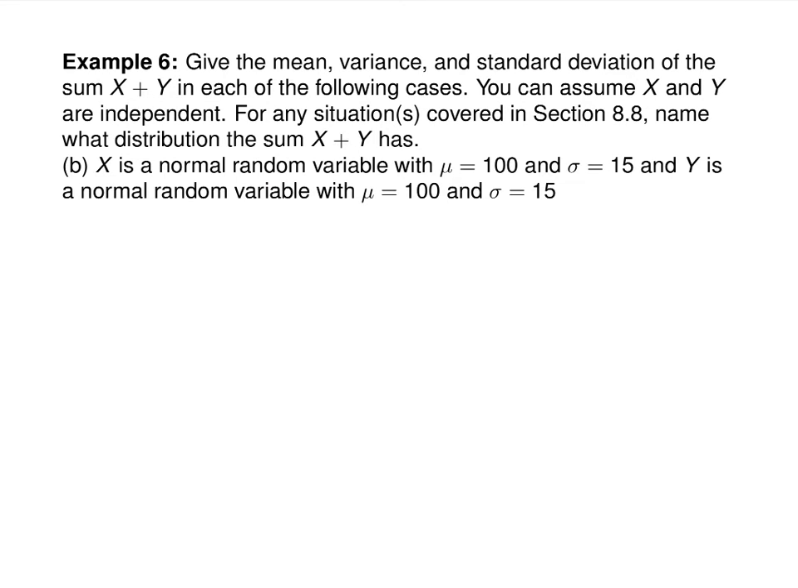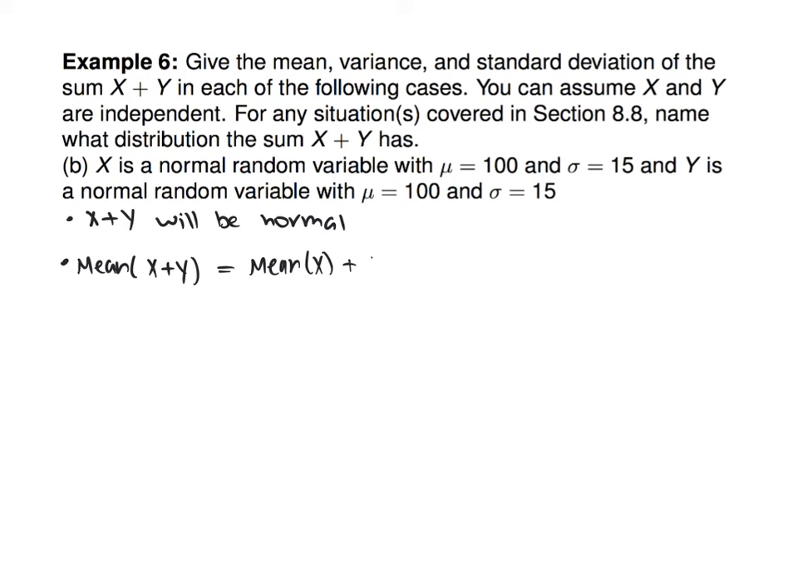Now if x is a normal random variable with mean mu and sigma equal 15, and y is also the same random variable, also mean mu, sigma equals 15, well then x plus y will be normal. We're going to find its mean and standard deviation. So mean of x plus y is mean of x plus mean of y. Alright, x's mean is 100, y's mean is also 100 for a new mean of 200.